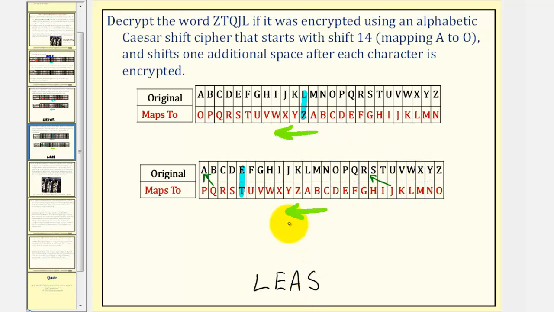Now we'd shift this 1 more position and decrypt L. And because we shifted the position once 3 times, L, this encrypted character here, would decrypt to 1, 2, 3, to T. So the original message was the word least.